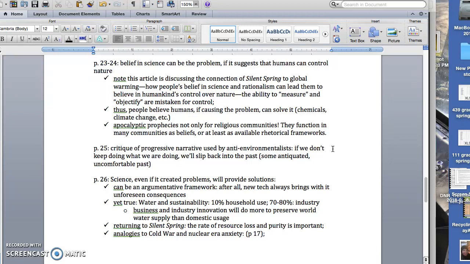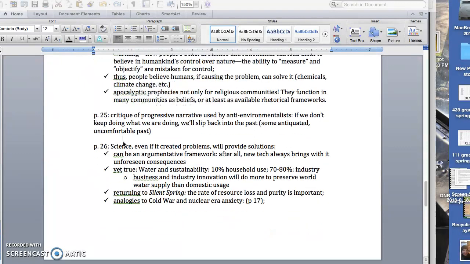Pages 23 and 24. If belief in science can be the problem, and especially if it suggests that humans can control nature. So 23 and 24, I think I'll let you read those briefly on your own. I've kind of mentioned those things. Maybe we'll keep moving here.